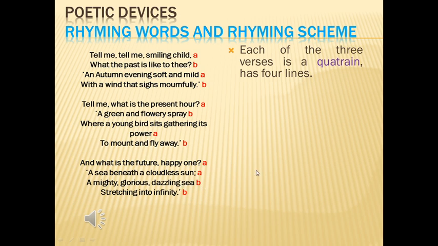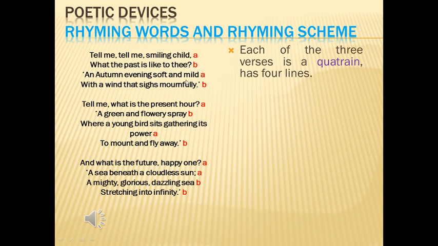Let's check the rhyming words. If you observe, I have written some alphabets next to the words which have got a same sound. For example, child and thee. Rhyming words we always check at the end of the sentence or end of the line. So the first line last word is child, the next line last word is thee. The sound of child and thee is not the same. They are different sounds. So for child I have used the alphabet A, for thee I have used the alphabet B.